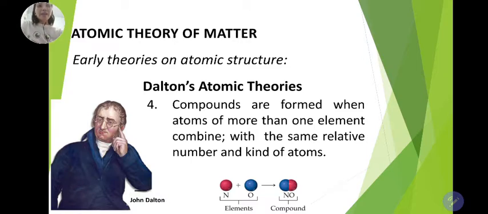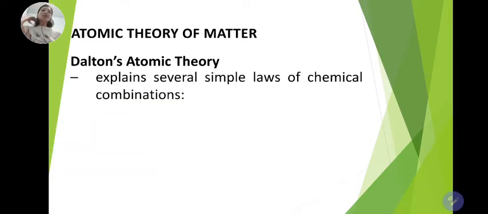So, for this diagram, we have the elements nitrogen and oxygen with different atoms. And then, kapag nag-combine sila, magiging nitrogen oxide siya na isang compound. From two or more elements, you will form a compound with the same relative number and kinds of atoms. Okay? So, in Dalton's atomic theory, he explains several simple laws of chemical combination.